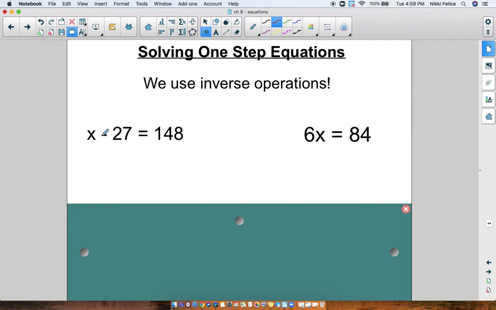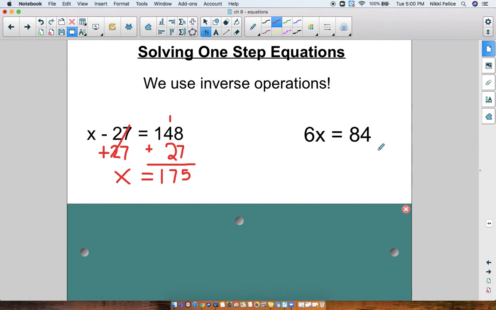So let's look at x minus 27 equals 148. This equation is saying that there's some number out there, and when we subtract 27, we're left with 148. If this is subtraction, we have to ask ourselves, what's the inverse? The inverse of subtraction would be addition. We would be adding 27 to both sides. So when I add 148 plus 27, that's going to tell us what x equals. So we add these. 175. So that means that x equals 175. That's our answer.